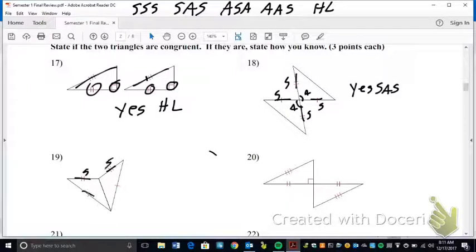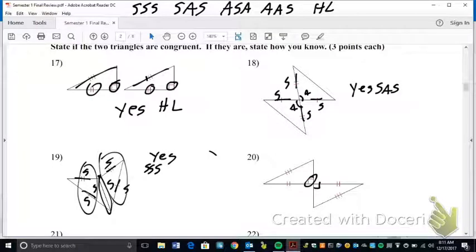Okay, sides. You got 2 sides there. And then check it out, a 3rd side. We can call that the reflexive property of congruency. We know this side is congruent to itself. So that gives us side, side, side.